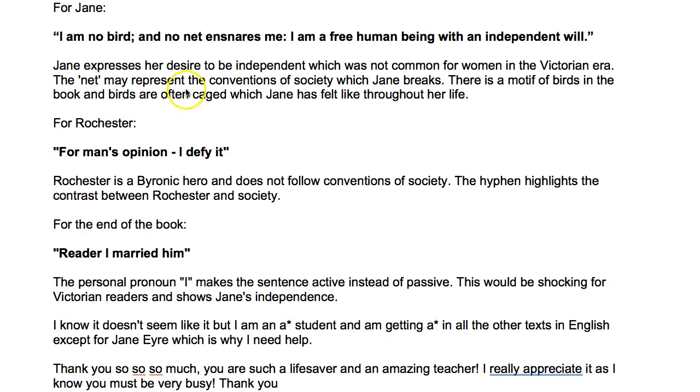Okay, well, let's see how our viewer has done. "Jane expresses her desire to be independent, which was not common for women in the Victorian era." Good, she's straight in on the context. "The net may represent the conventions of society." Brilliant. That subject terminology, represent, here. She could have used it as a metaphor or symbol, which Jane breaks. "There is a motif of birds in the book." So motif again is subject terminology. "And birds are often caged, which Jane has felt like throughout her life." So these are very good points.